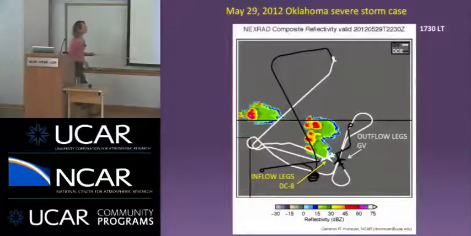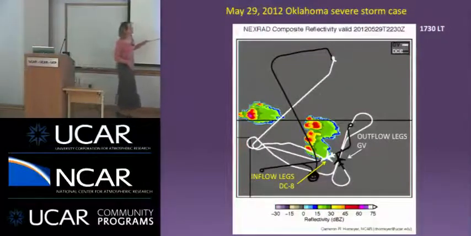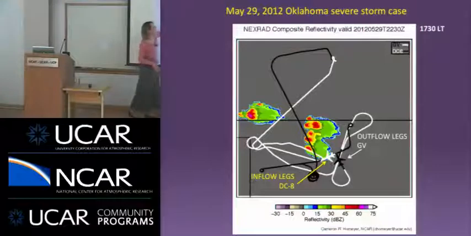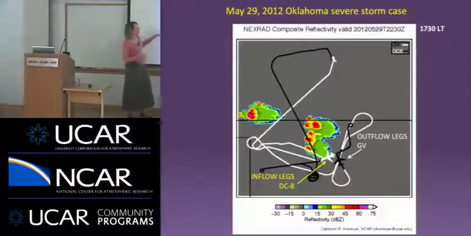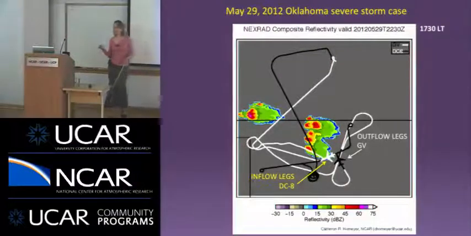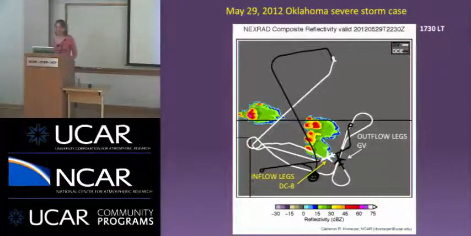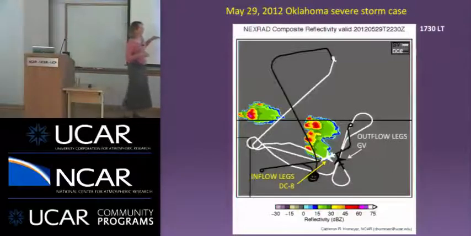This is showing the flight patterns for both the DC-8 and the G5. The G5 is in white and the DC-8 is in black. And what these planes did was we flew out early. We were out in the region before the storms developed. Once they initiated, we sent the airplanes to their respective sampling regions.